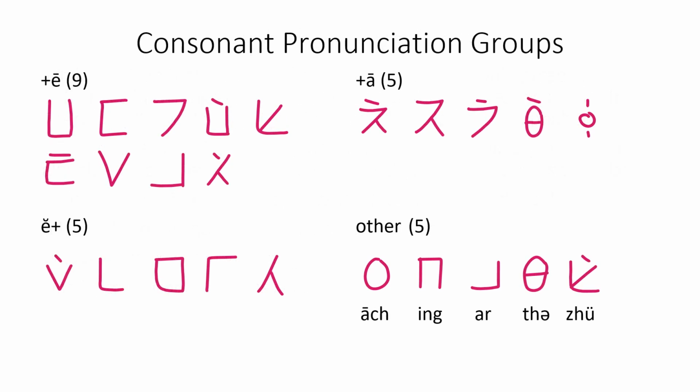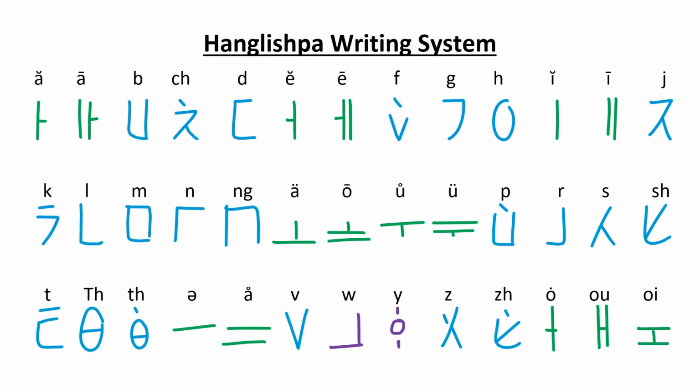And here are the consonants grouped by how you pronounce them. In the first set, those that add the E sound, then those that add the A sound. Next, those that have the sound that precede them. And finally, the group of others that just don't follow the previous 3 rules. And here is the Hanglishpa writing system again with the English equivalents. Did you guess any of them right?